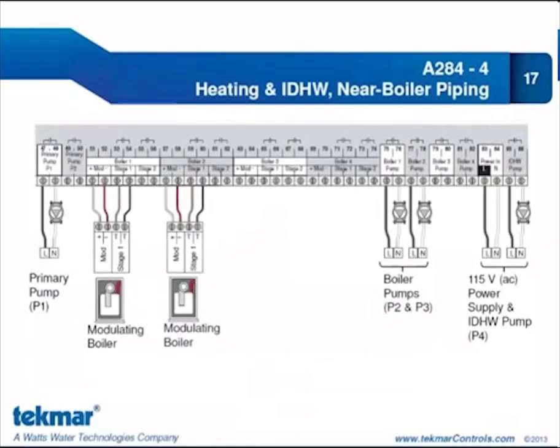Looking at the bottom half of the control and starting on the left-hand side, we have only one primary pump connection because we are not doing standby operation in this case. We only have one primary pump, P1. Our boiler banks, we have two modulating boilers, and both of these boilers need a modulating signal and a power enable that's provided by the contact closure at the stage 1 terminals. Jumping over to our boiler pumps, each of our modulating boilers will have a boiler pump. This is switched through a dry contact. And of course, we have our indirect domestic hot water pump and power into the control.